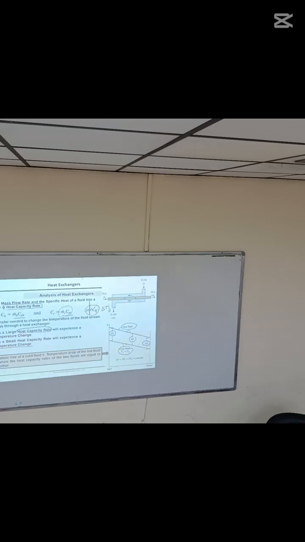Otherwise, in normal cases, the mCp product will be different. If on one side you have liquid, and on the other side you have another type of liquid or a gas, then you will not have such a situation. So this situation, where delta T between the two fluids across the length of a heat exchanger remains constant, is only possible if the mCp product is the same. Okay, now let's move on.